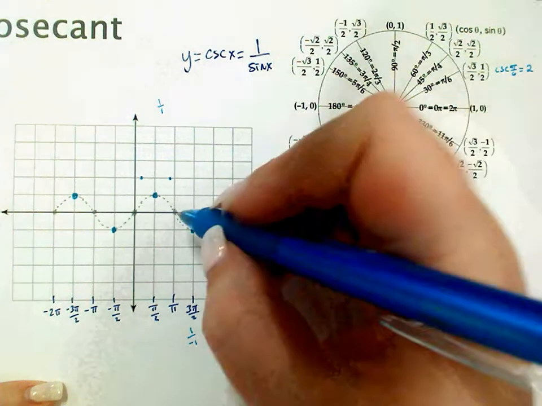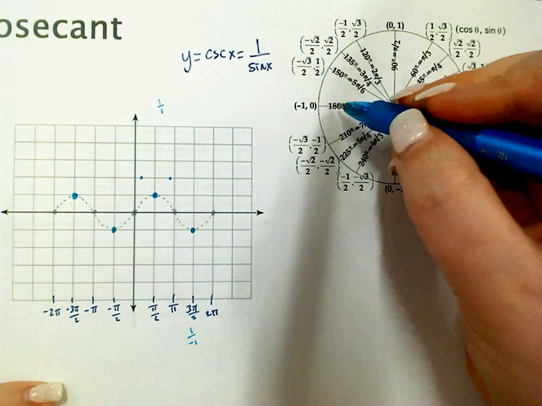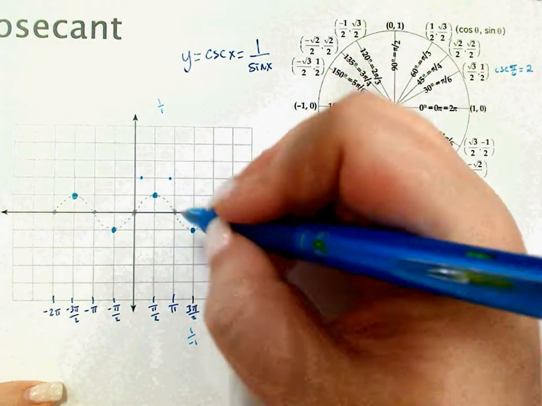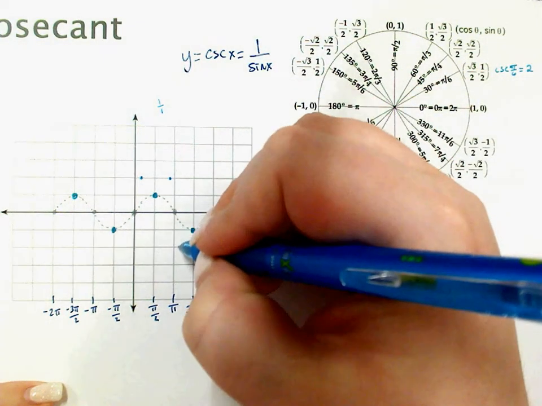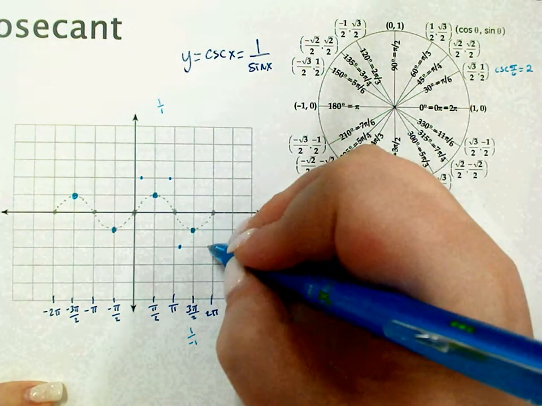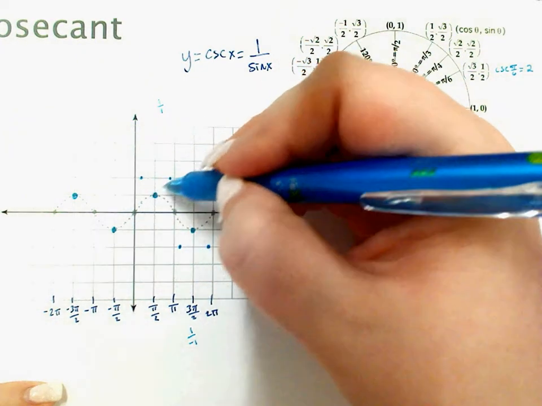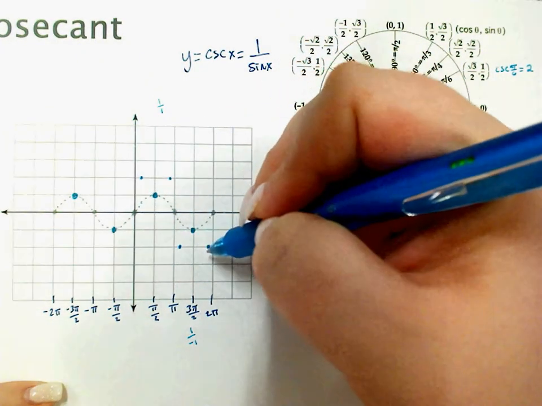And then down here, where sine is negative 1/2, that means cosecant would be negative 2. So at 7 pi over 6, which is a third after pi, you would be down here at negative 2. And then again, you would be at negative 2 down here. So far what I see is I've got this point, this point, and this point. This point, this point, and this point.